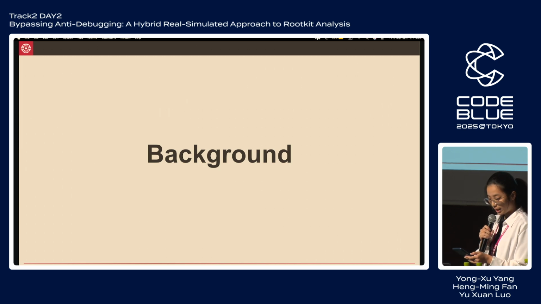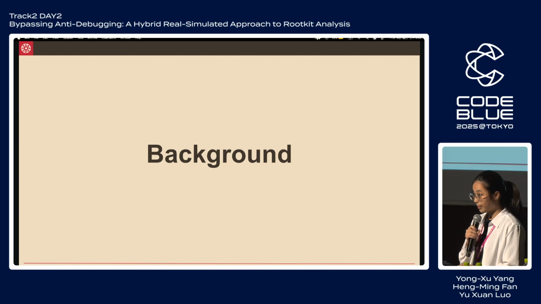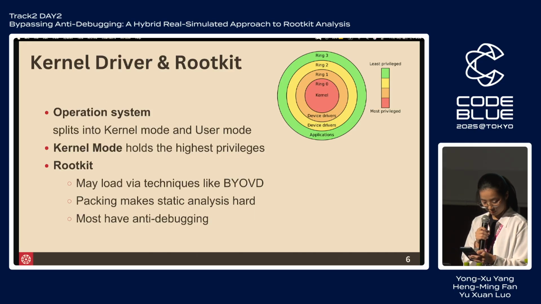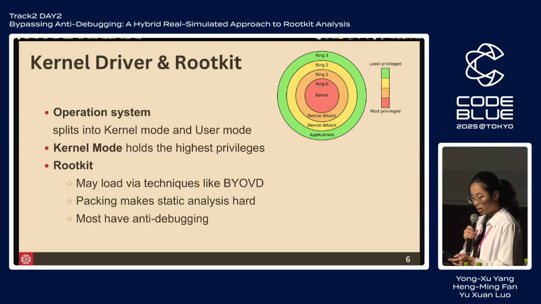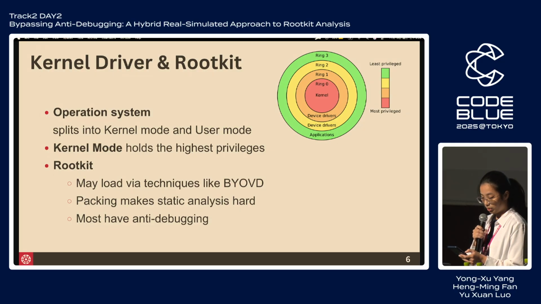To set the stage, I'd like to start with some fundamental background knowledge. Modern operating systems are primarily divided into kernel mode and user mode. Kernel mode runs at elevated privileges compared to user mode. And the rootkit, which has an important role in this project, is a type of malware that resides in kernel mode. For anyone who would like to protect their systems, analyzing a rootkit is crucial.